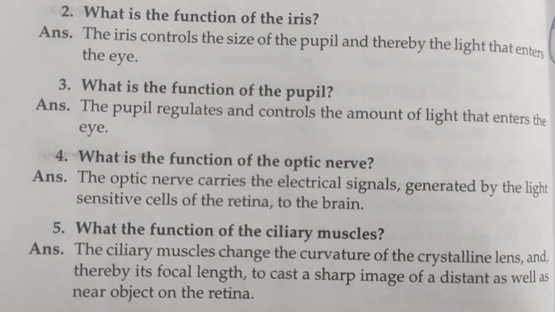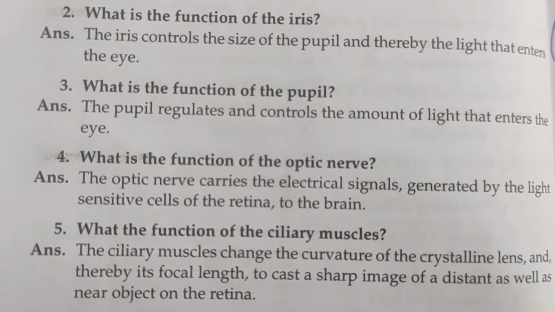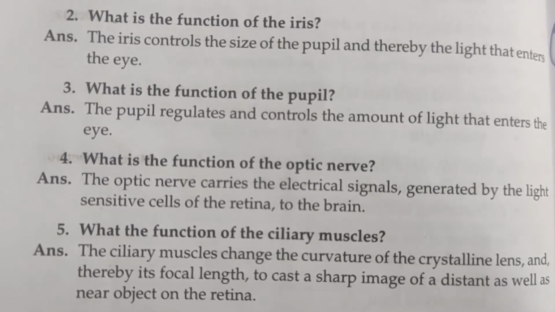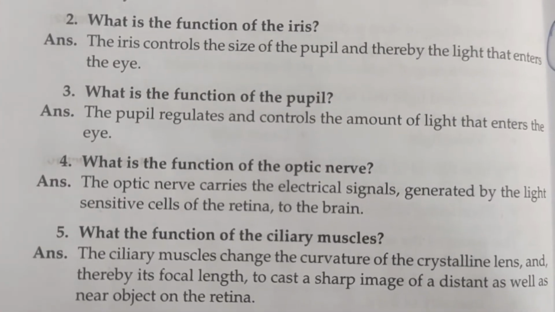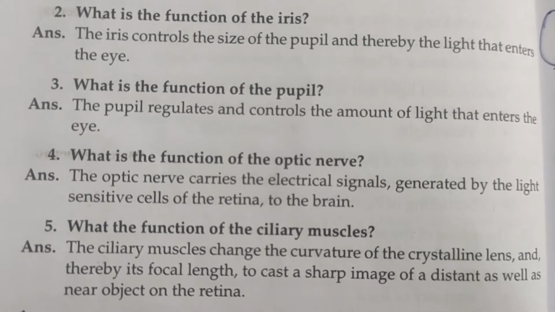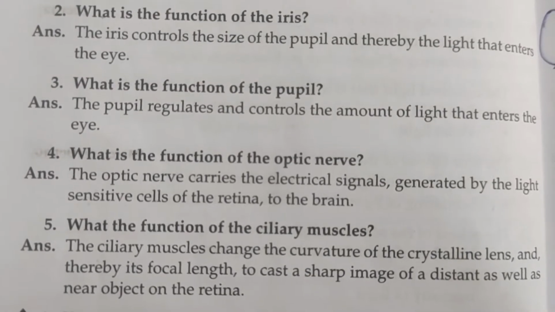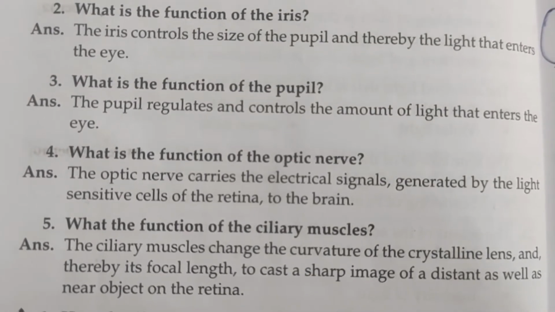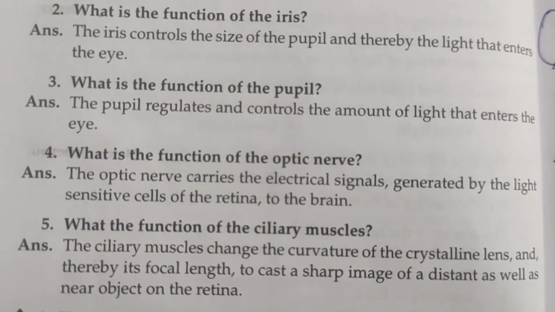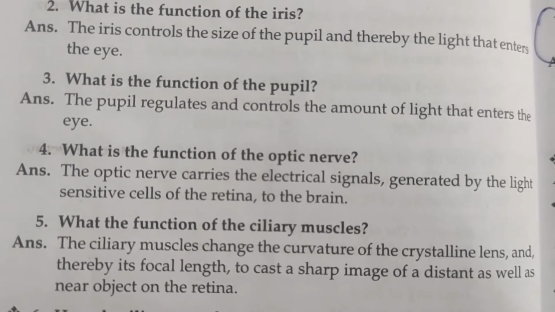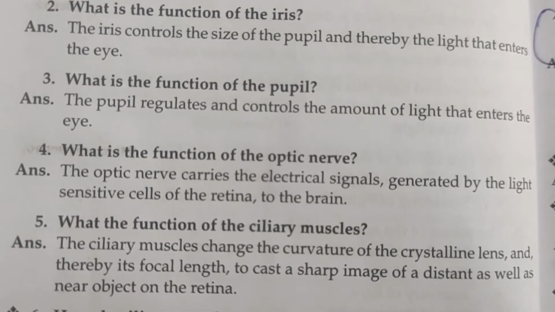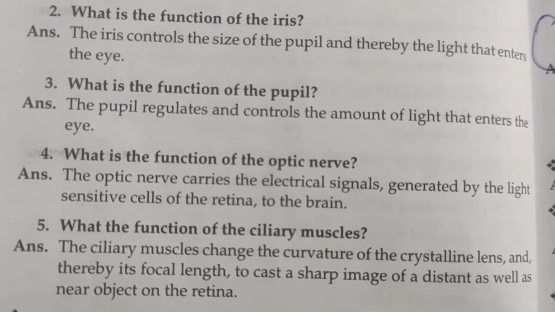What is the function of the optic nerve? The optic nerve carries the electrical signals generated by the light sensitive cells of the retina to the brain. What is the function of the ciliary muscles? The ciliary muscles change the curvature of the crystalline lens and thereby its focal length to cast a sharp image of a distant as well as near object on the retina.